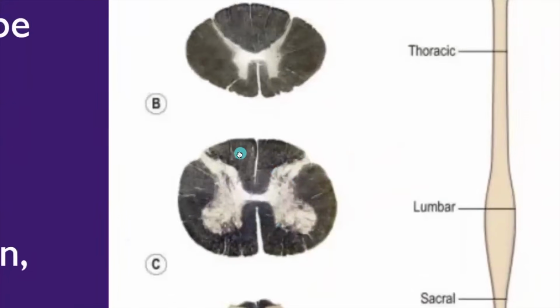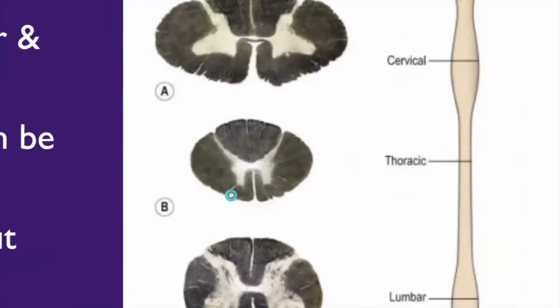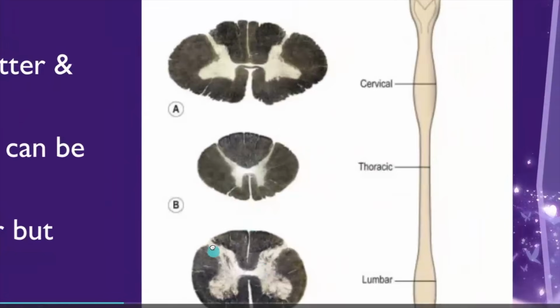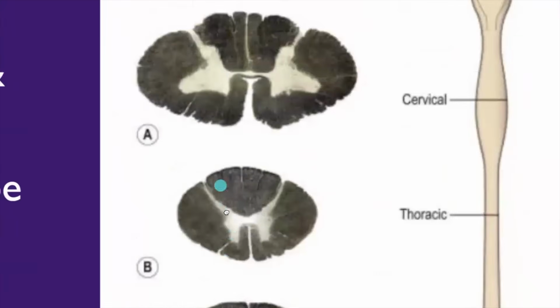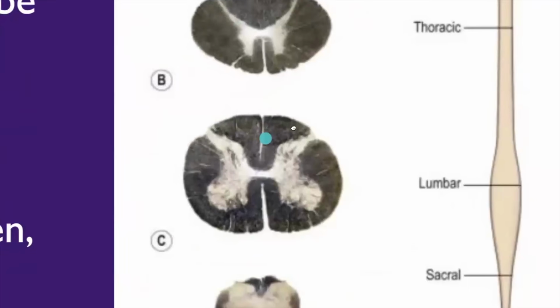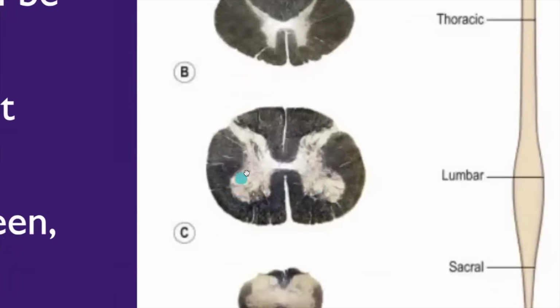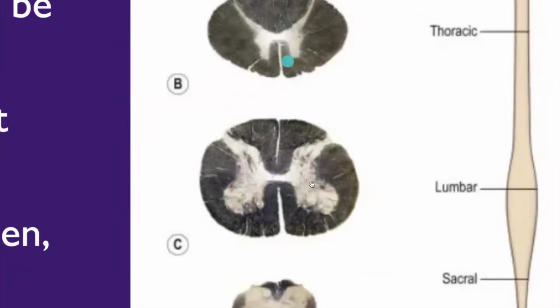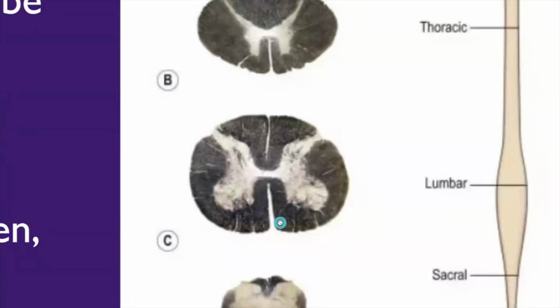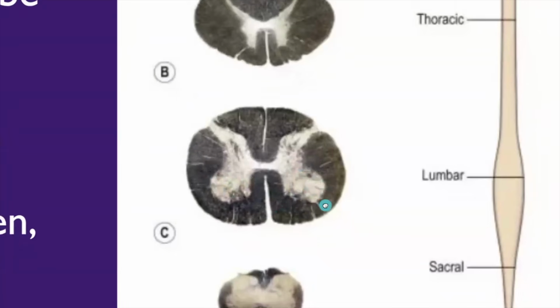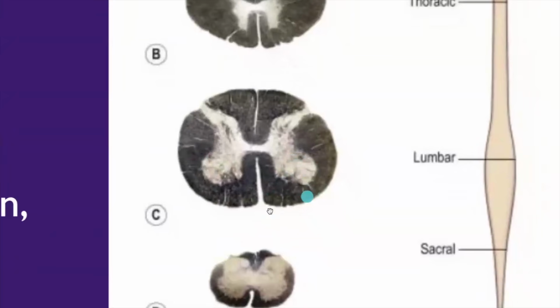So the lumbar segment, you will see that the white matter is a lot less. As you go down, the white matter starts to decrease. Compared to the cervical segment, you will see that it is a lot smaller. But you will see that the anterior horn is a lot bigger, right? Compared to the thoracic one. Why is that? Because it supplies the lower limbs, the lower plexus, and so you need a lot of anterior horn because it contains the cell bodies of the motor neurons, okay?